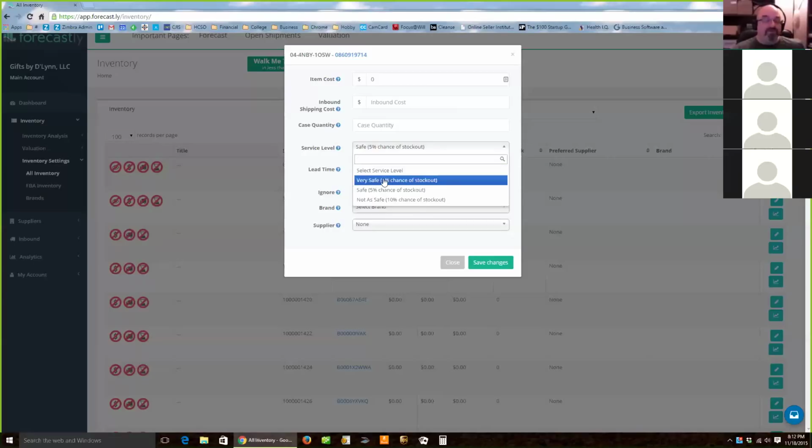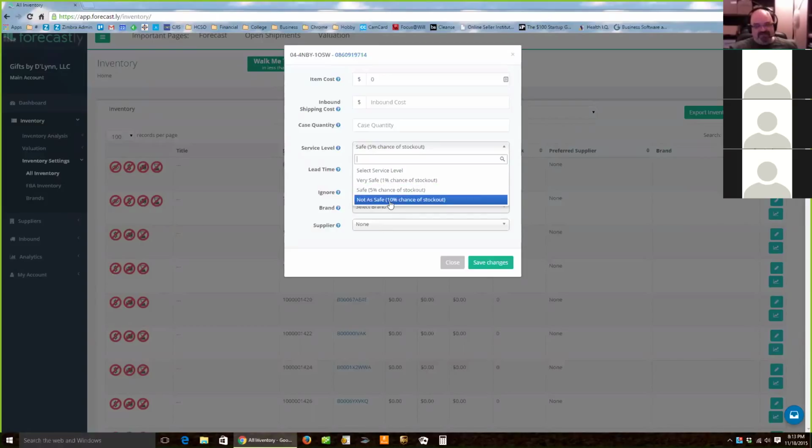For profitable, high competition items, even if it's RA or OA, you probably want to be very safe as well, because if you're making 200% ROI on the product, you don't want to run out of that until the listing goes south or the price bottoms out. Safe is the default. If you don't set anything, that's what it assumes.